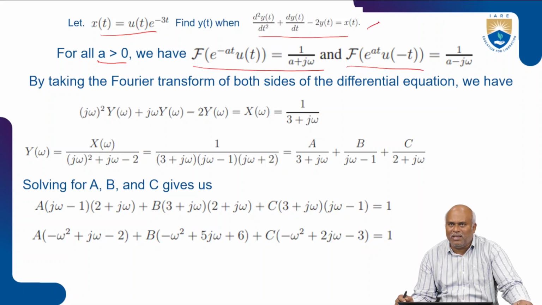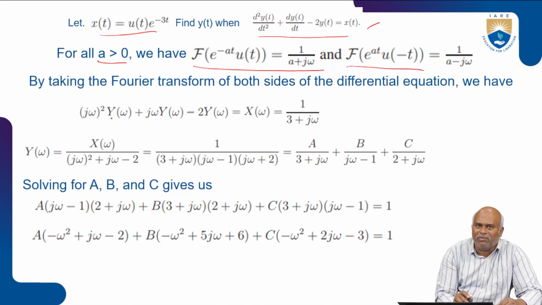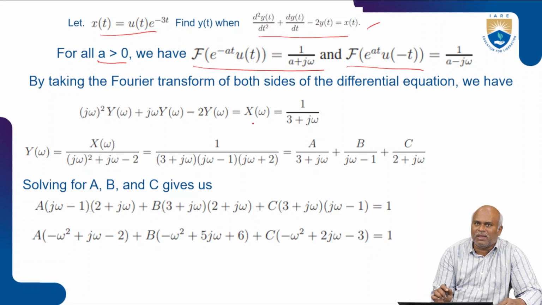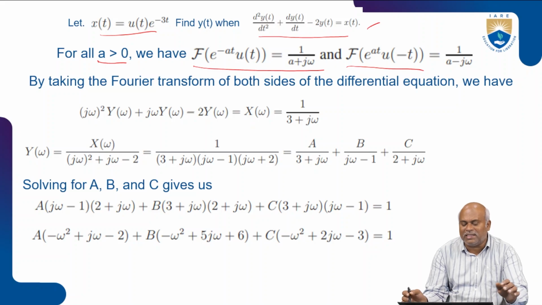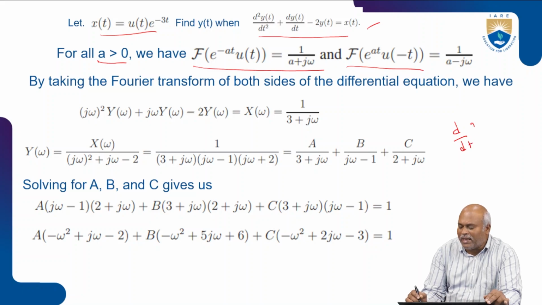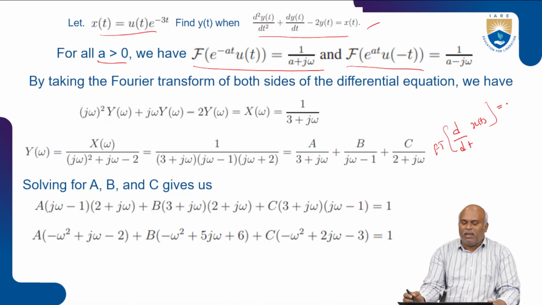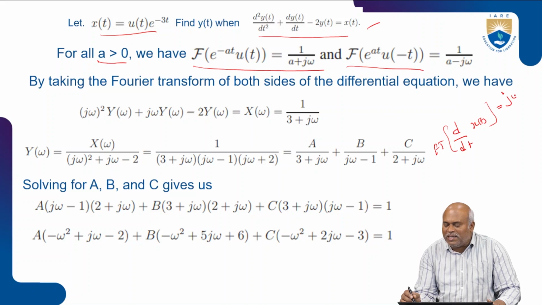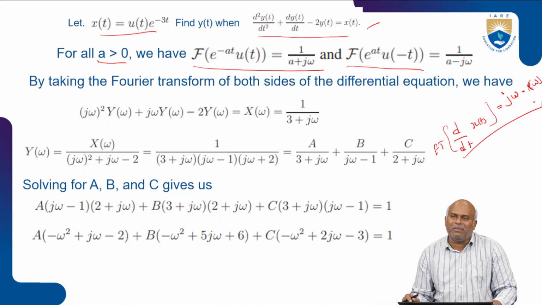what we are going to receive is (j omega) square Y of omega plus j omega Y of omega minus 2 Y of omega equals X of omega. Okay, so this we studied. That is called the differential equation. So differentiating x of t with respect to t, you take the Fourier transform, it's represented by multiplication with j omega into X of omega. Okay, this is the time differentiation property we studied.